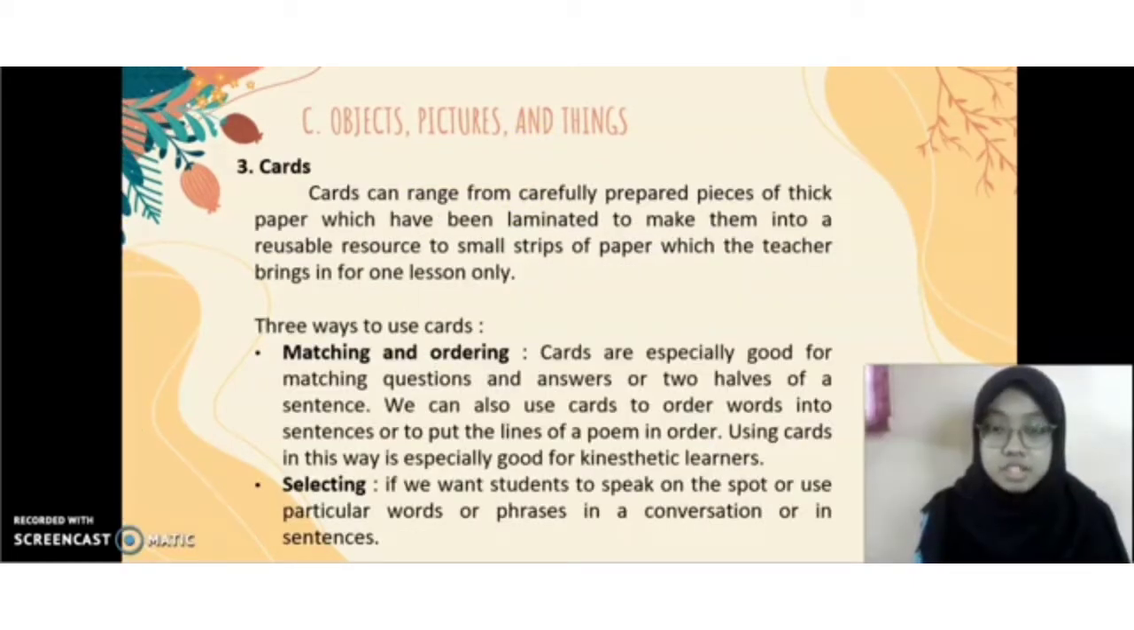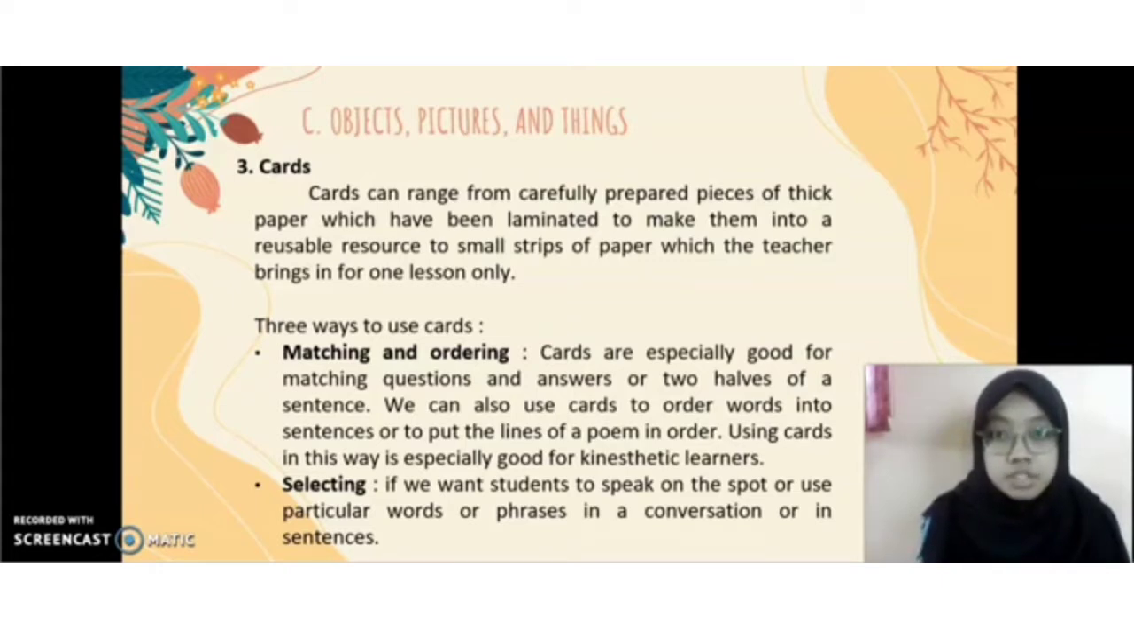The third is cards. Cards can range from carefully prepared pieces of thick paper, which have been laminated to make them into a reusable resource, to small strips of paper, which the teacher brings in for one lesson only. There are 3 ways to use cards that are especially worth mentioning.